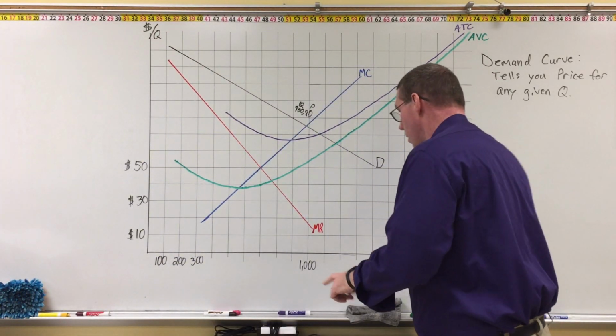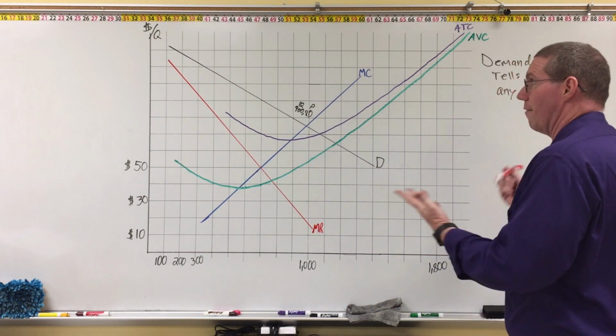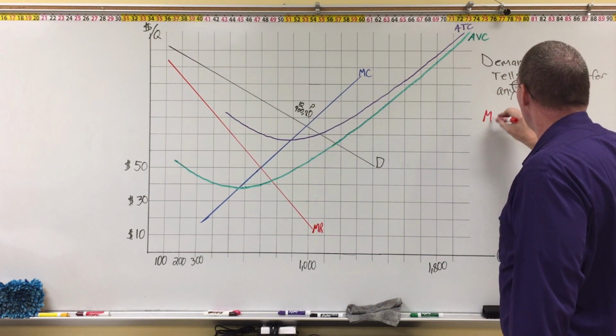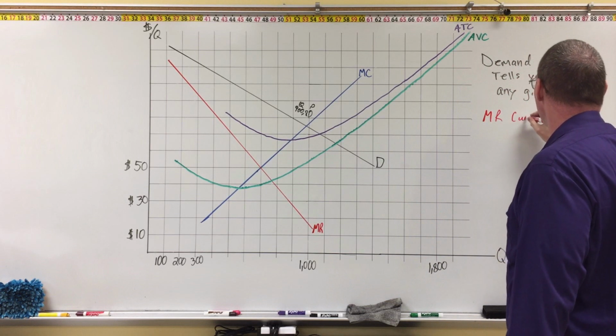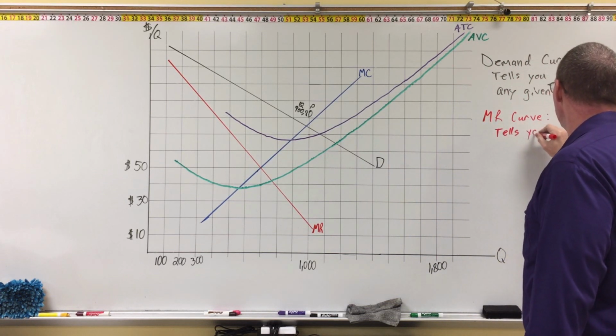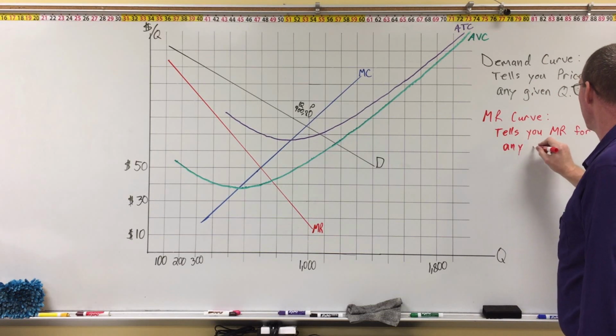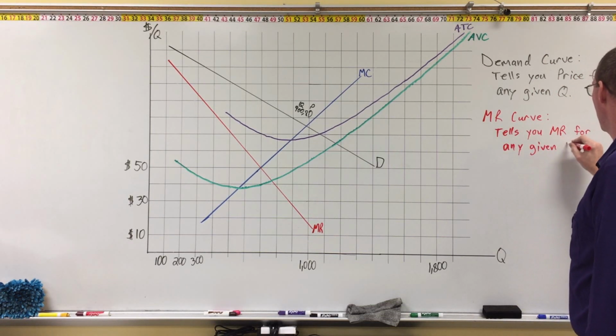Now, how about the marginal revenue curve? Well, the marginal revenue curve just tells you the marginal revenue. The marginal revenue curve tells you the marginal revenue for any given quantity.